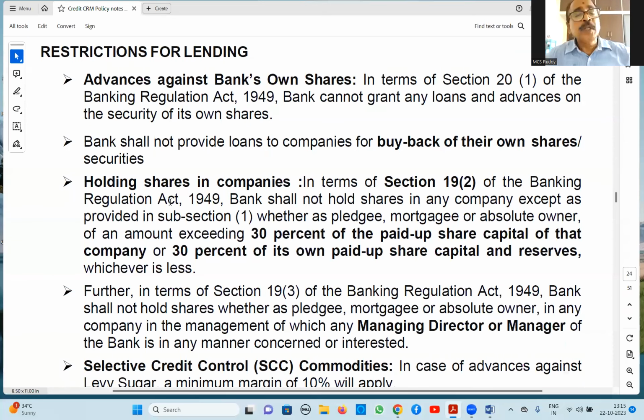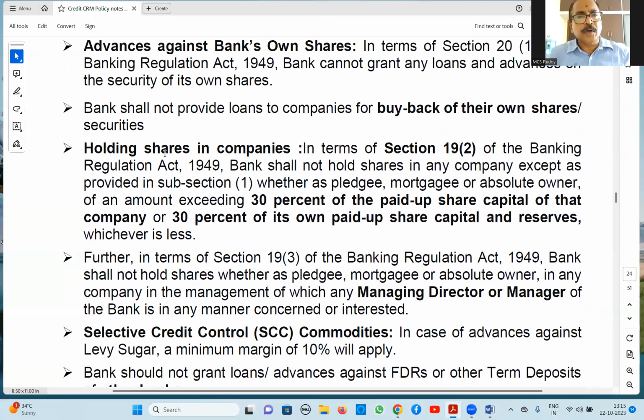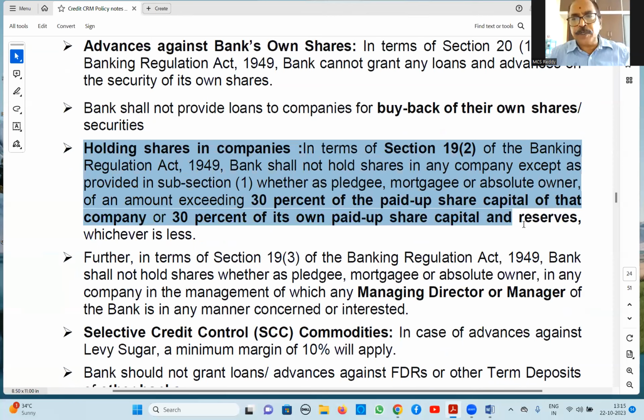Now, in case of restrictions for lending: advances against our own bank shares, no question, because our own bank shares we should not lend against. This is one guideline. Next, no loans to companies for buyback of their own shares. This is important, the third one. Several times repeated question. This is asked very frequently.